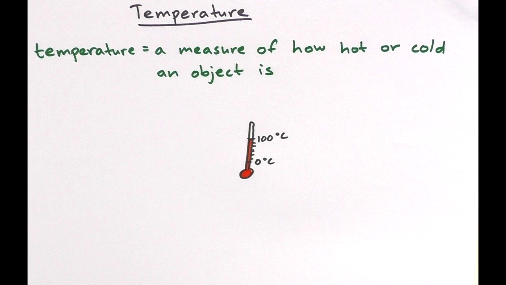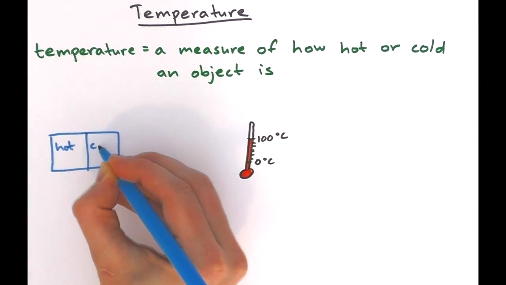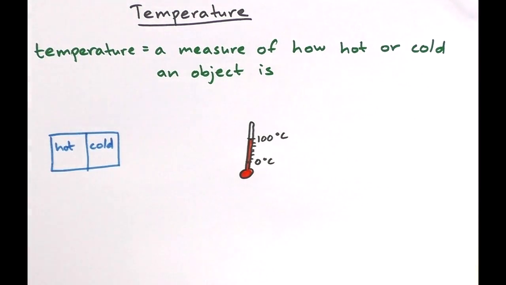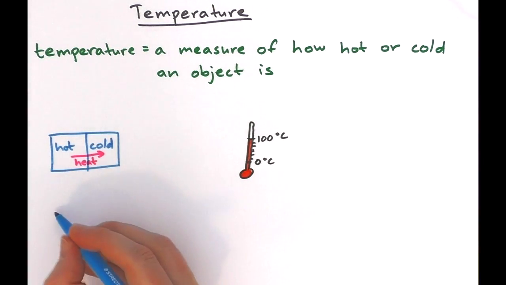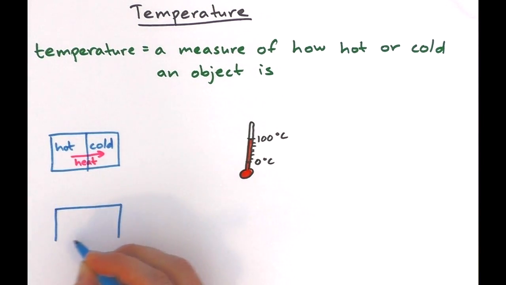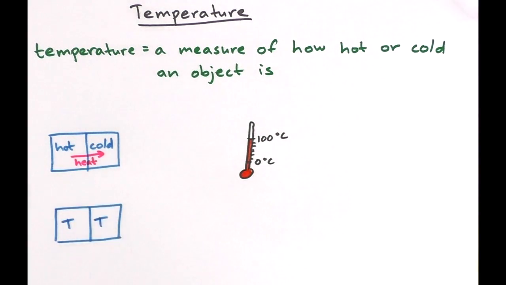So let's think a little bit more about how this thermometer works. If we have a hot object and we put it next to a cold object, then it's called that they're in thermal contact. And we know that the heat always flows from hot to cold. The heat is going to continue to flow until the two objects are at the same temperature, T. And when they're at the same temperature, there's no heat flowing. The term that we use in physics for that is thermal equilibrium.